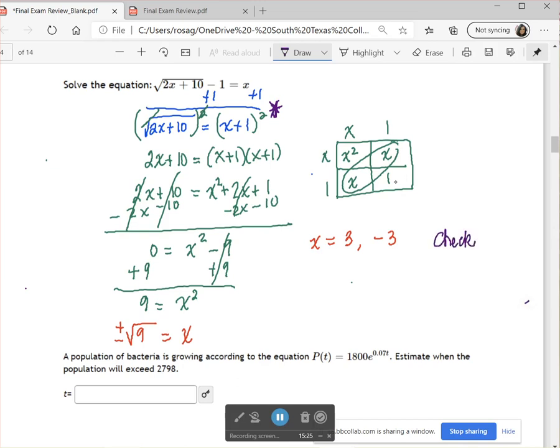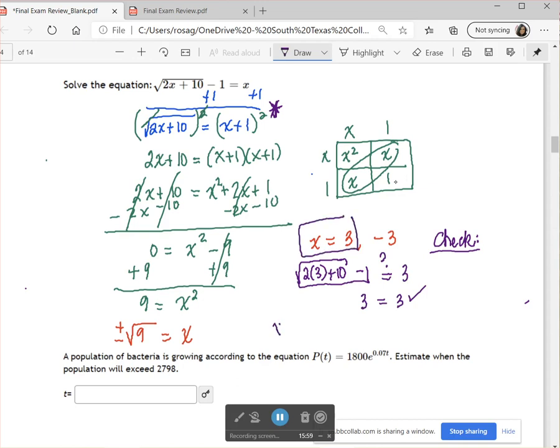Before I say these are the answers, I need to check them. And you check them with the original problem. So if I'm going to check x equals 3, I would put, instead of x, I put 3. And then minus 1. And that should be 3 if it's correct. So when I put this in my calculator, I do get 3 equals 3. So I know that 3 works.